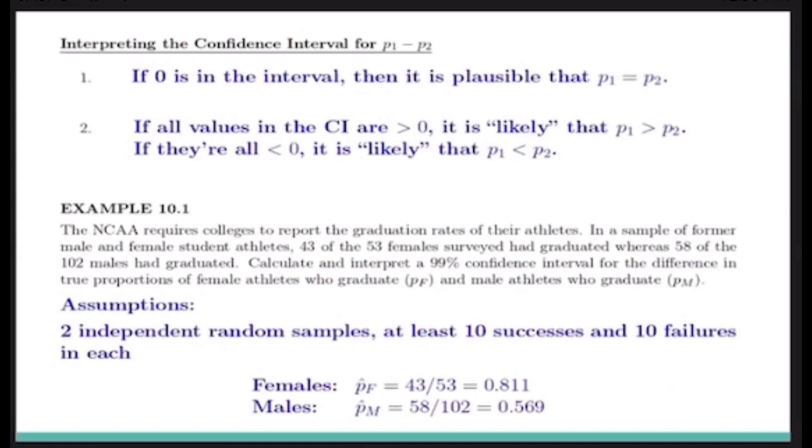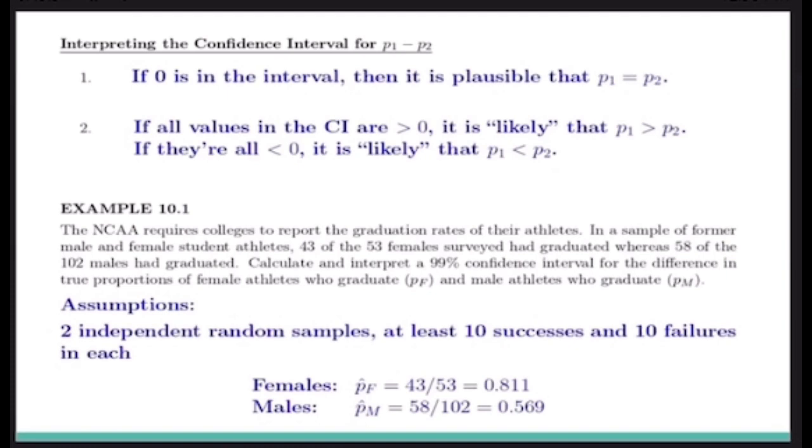The NCAA requires colleges to report the graduation rate of their athletes. In a sample of male and female student athletes, 43 of the 53 females surveyed graduated, whereas 58 of the 102 males graduated. Calculate and interpret the 99% confidence interval for the difference in the true proportion of female athletes who graduate and the male athletes who graduate. That's what we want to see.